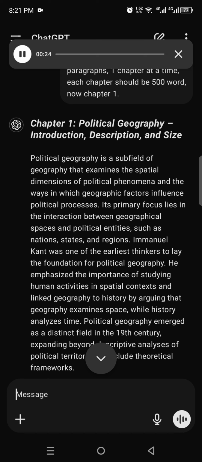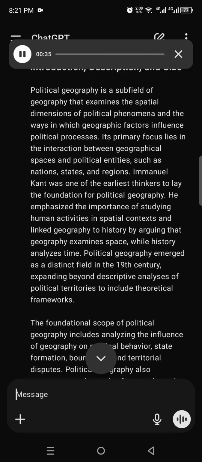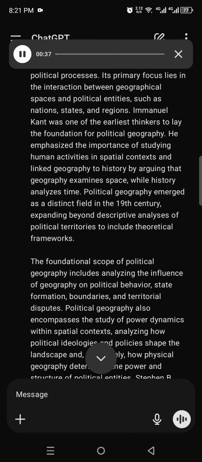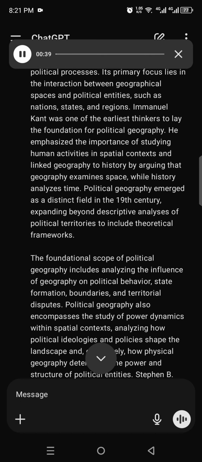Immanuel Kant was one of the earliest thinkers to lay the foundation for political geography. He emphasized the importance of studying human activities in spatial contexts and linked geography to history by arguing that geography examines space, while history analyzes time.